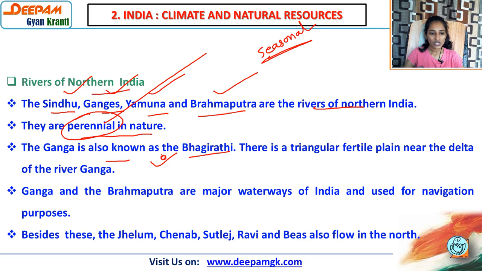From here also a question can come: what is the other name of Ganga? So the other name of Ganga is Bhagirathi. There is a triangular fertile plain near the delta of the river Ganga. Okay, triangular fertile plain means we can say delta.